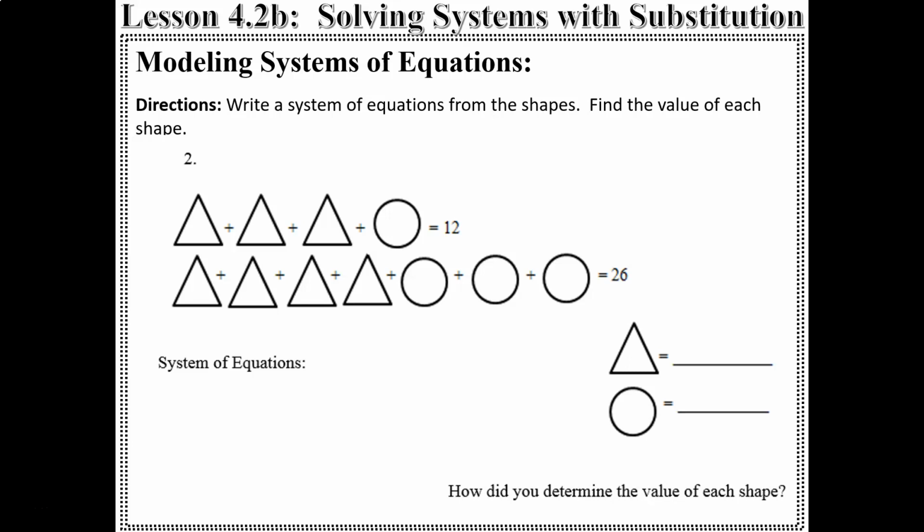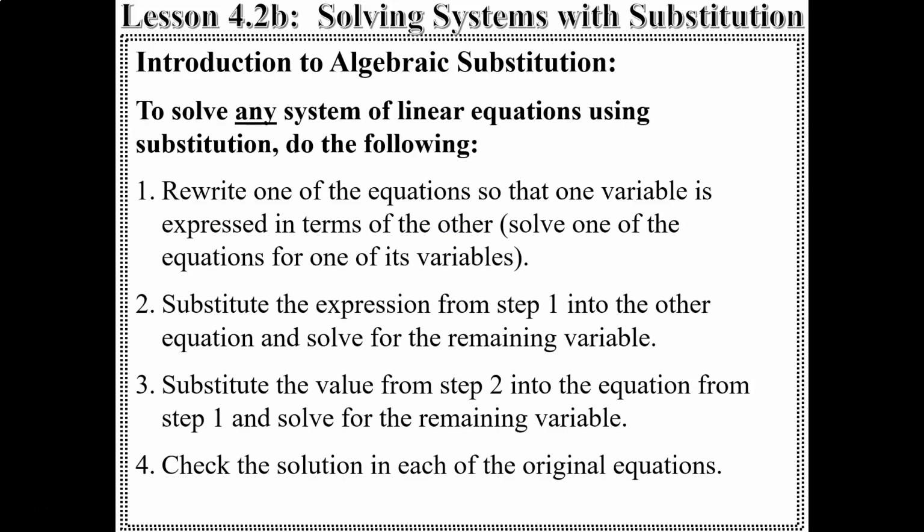So I'm going to show you how to get away from the shapes, and we're going to go to numbers. So here are the steps to solving any system of linear equations using substitution. First, you're going to rewrite one of the equations so that one variable is expressed in terms of the other. So that means you have to have a variable by itself.